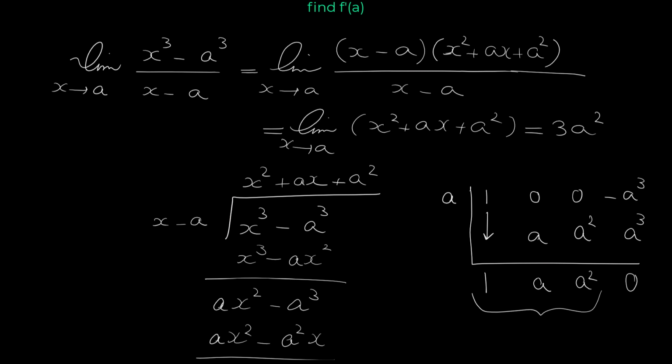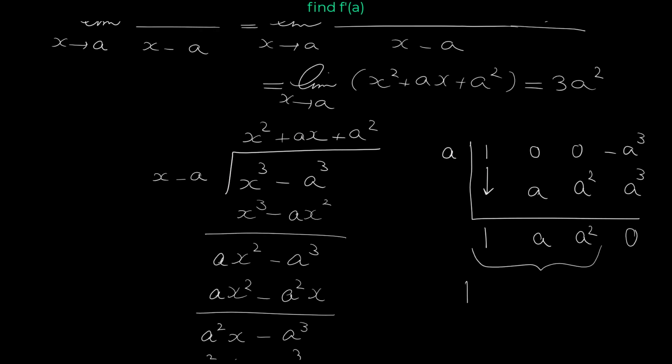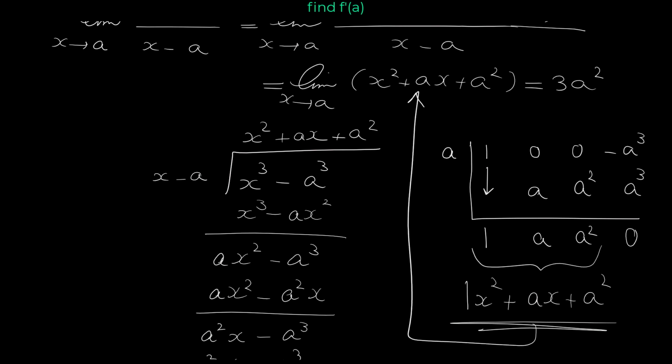Now look at this. 1 is the coefficient of x to the 2. A is the coefficient of x, and a to the 2 is the constant. Compare this with this, it's exactly the same.